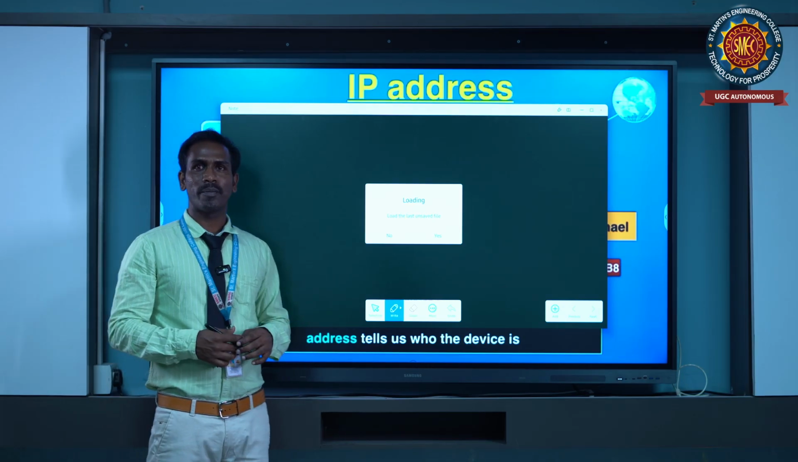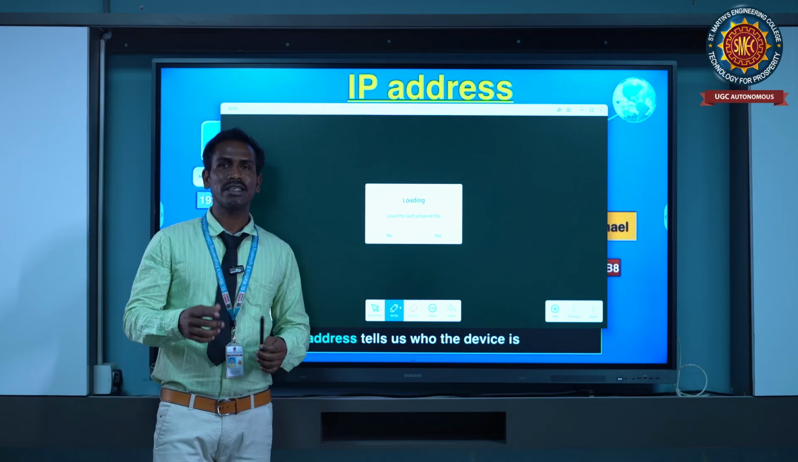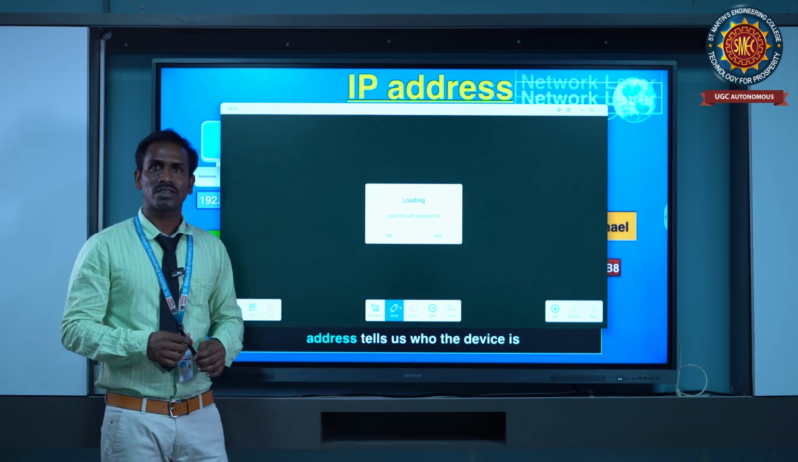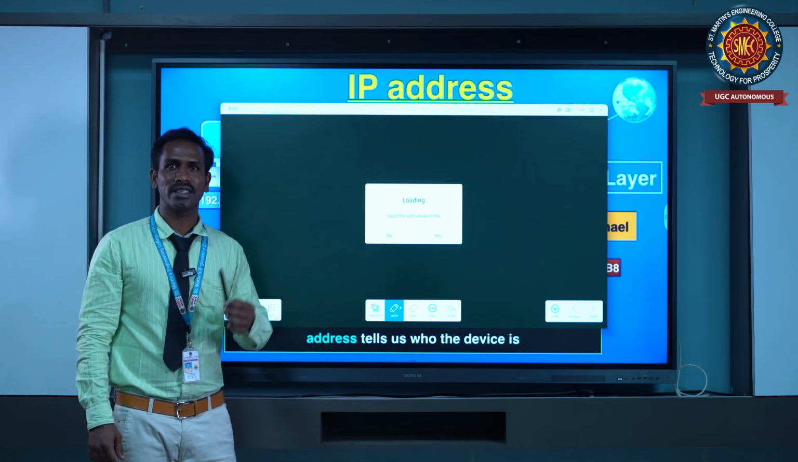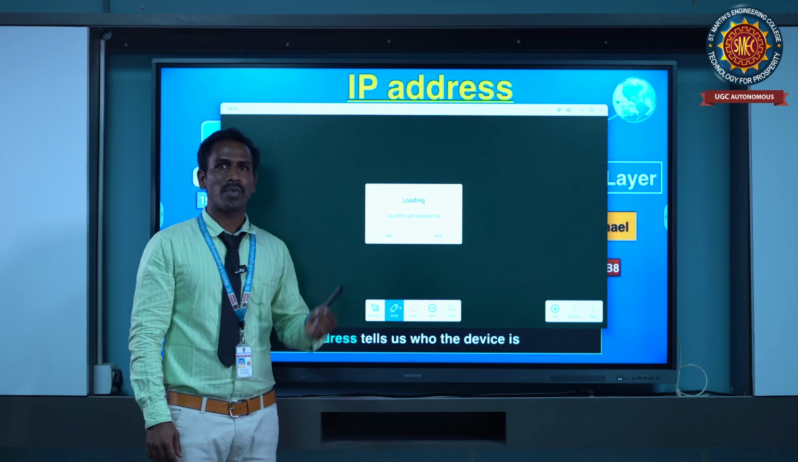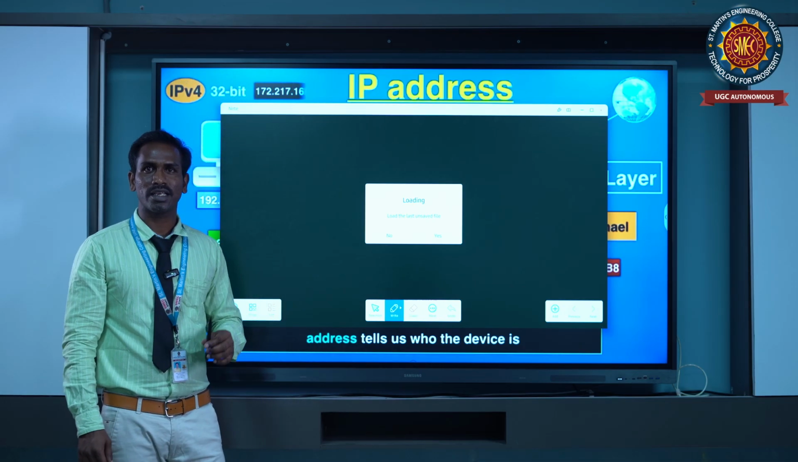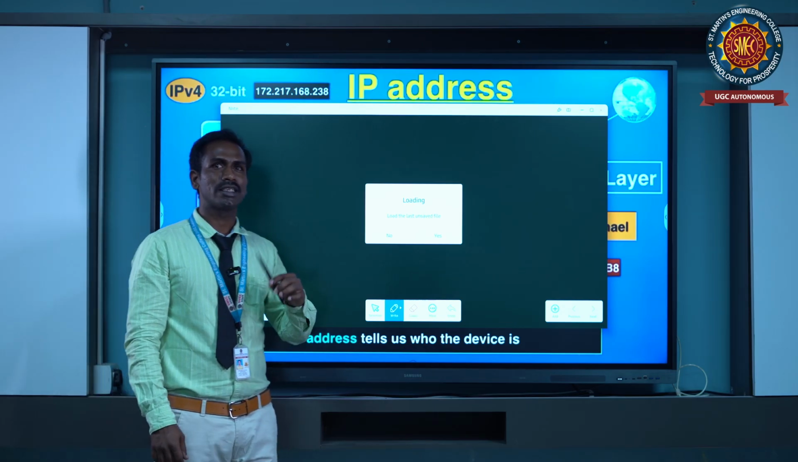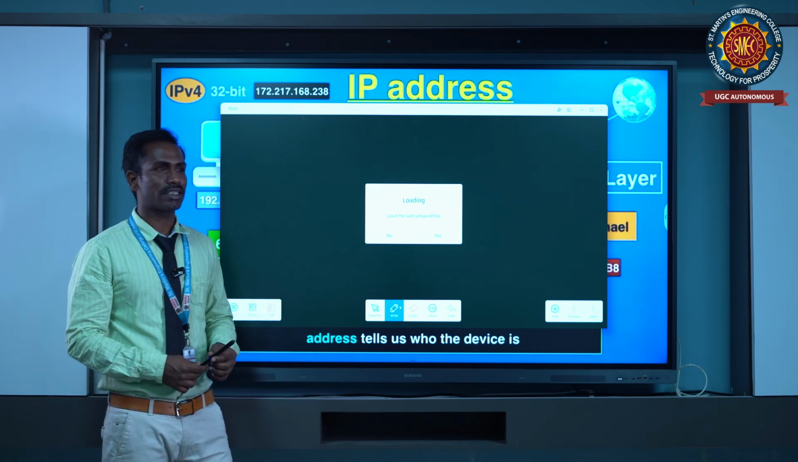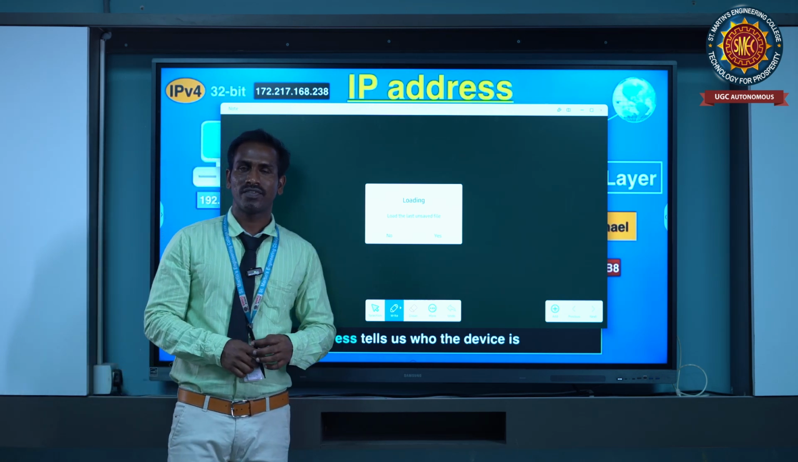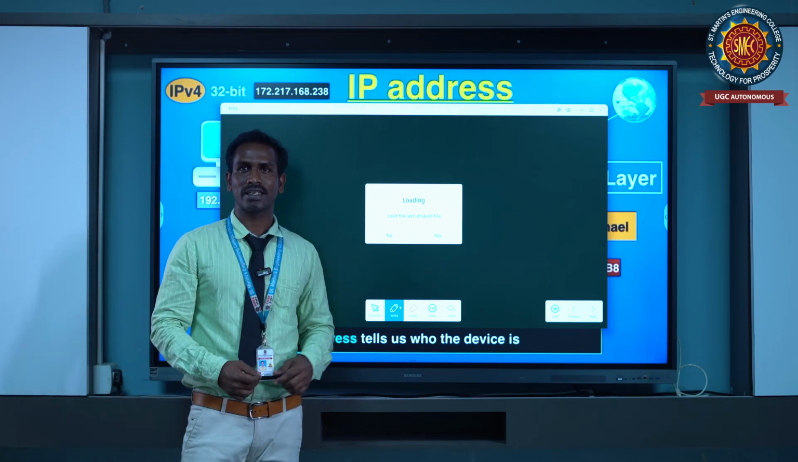For example, for a public IP address we have to pay some amount, like a recharge for a mobile. The ISP, the internet service provider, provides that IP address. The public IP address has two types, dynamic and static. Dynamic is one that changes over time, and static is fixed. That IP address is also provided by the ISP, the internet service provider.